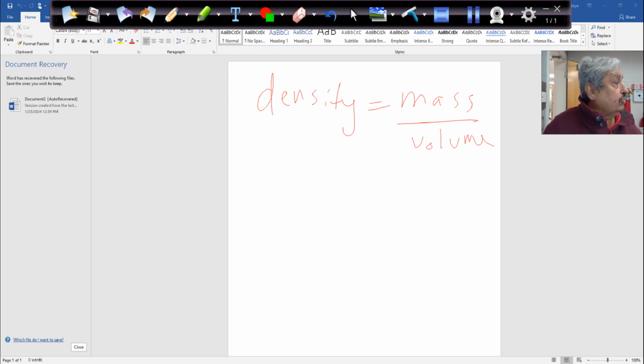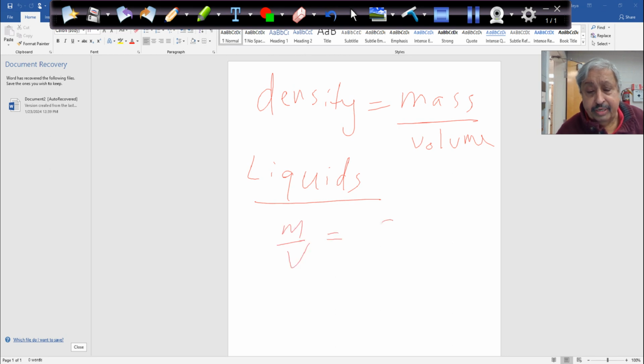and each of those phases or states of matter will have different units for the density. For example, if we have a liquid, the unit is mass over the volume, which will be gram over milliliter, correct?